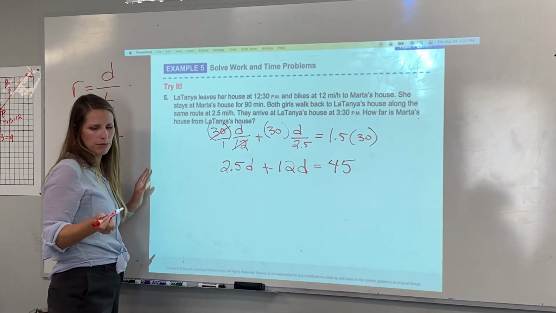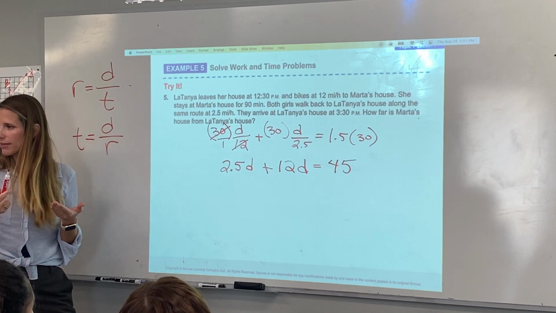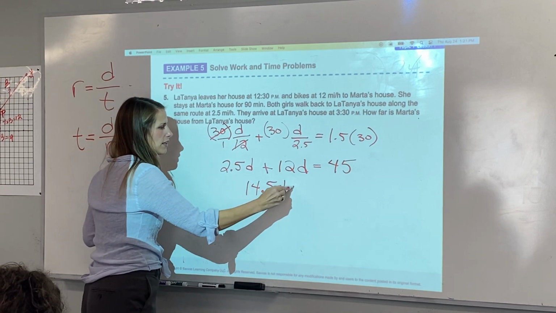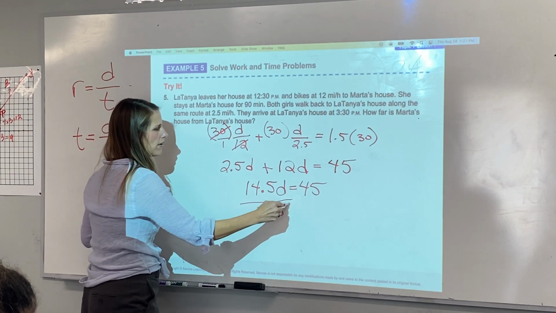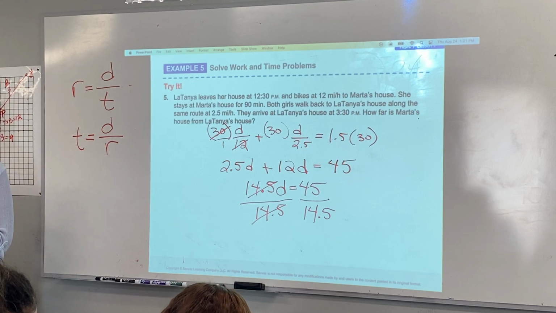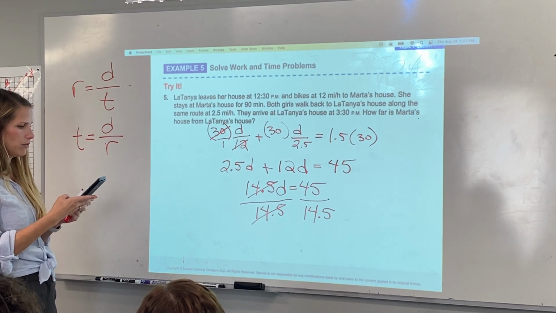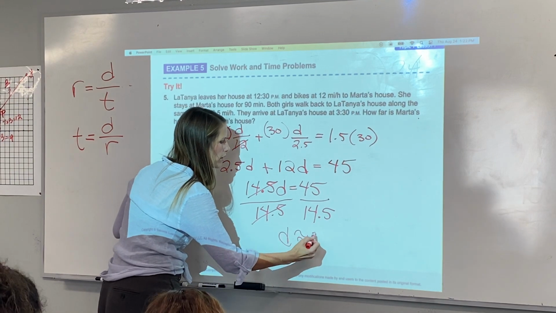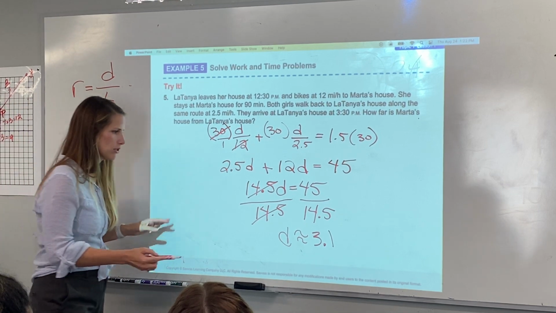Okay, so now what can we do? Yeah, we can combine them, right? So we have 2.5 plus 12 is 14.5. 14.5D equals 45. Last step. Divide by 14.5. Go ahead and use your calculator for that one. 45 divided by 14.5 equals a long decimal number. We're going to round to the nearest tenth. So D is about 3.1. The distance is about 3.1 miles, right?